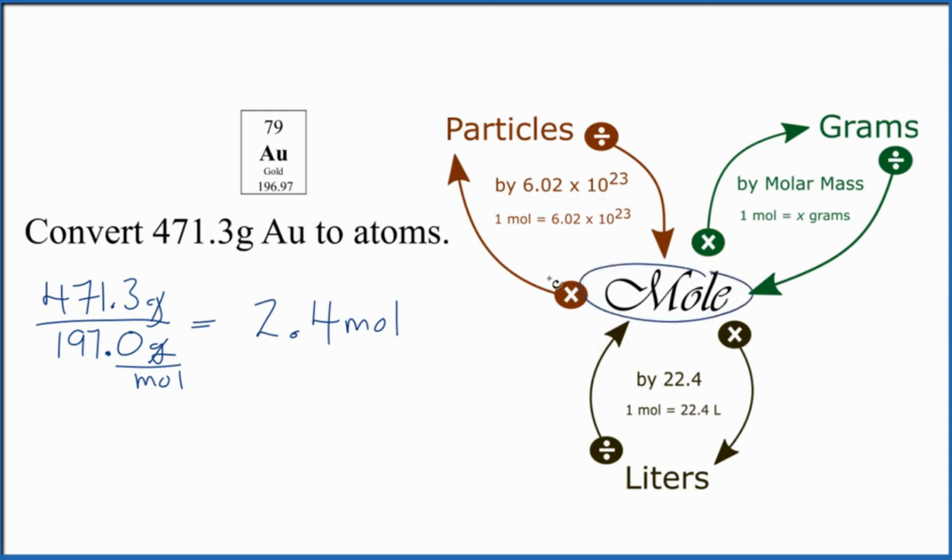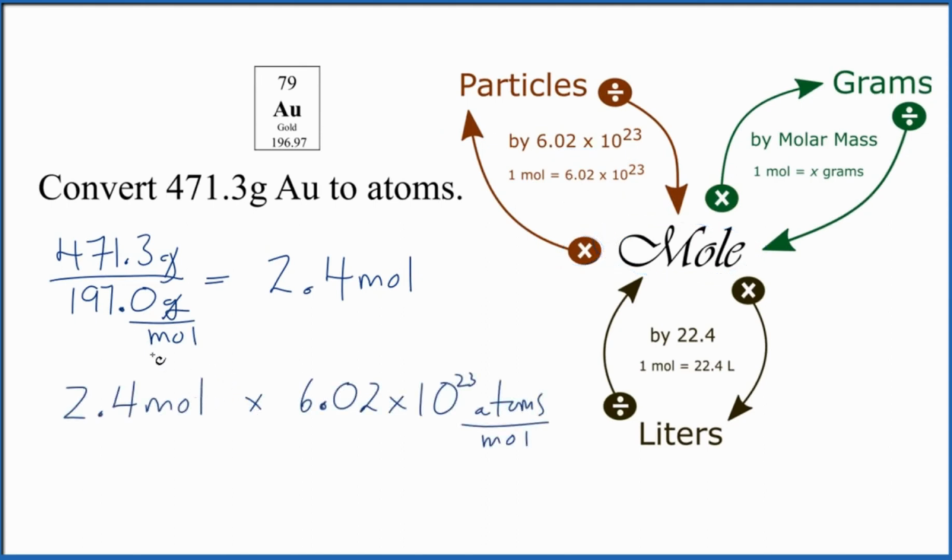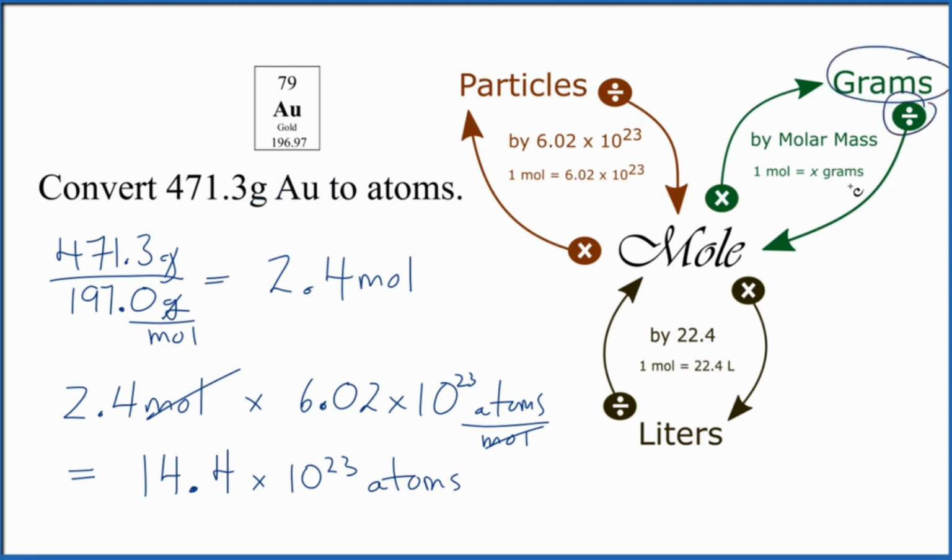So now we have our moles. We can multiply by Avogadro's number. That'll give us atoms. So we multiply our moles here by Avogadro's number, and that's atoms in moles. 6.02 times 10 to the 23rd atoms in 1 mole. Moles, they cancel out. That leaves us with atoms. And our final answer, 14.4 times 10 to the 23rd atoms of gold, and that's in our 471.3 grams. So there's a lot of steps, but the key is you go from grams, you divide by the molar mass or the atomic mass, you get moles, then you multiply by Avogadro's number, and that gives you particles. In this case, we're talking about atoms.